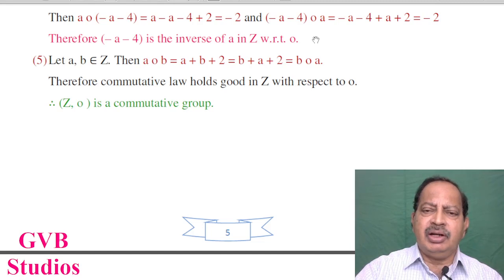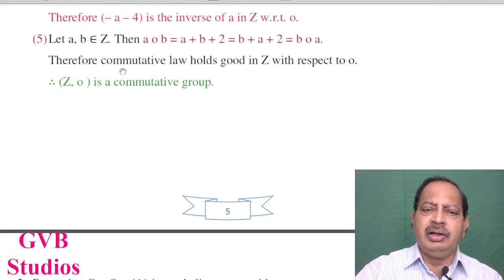But in the problem, it is asked to show that it is an abelian group. So, we go to the fifth property. Let a, b belong to Z. Then a ∘ b is equal to a + b + 2. Here a, b, 2 are integers. We know that addition of integers is commutative. So, we can write this as b + a + 2, and this can be written as b ∘ a. Here we got a ∘ b is equal to b ∘ a. Therefore, the commutative law holds good in Z with respect to the binary operation circle.